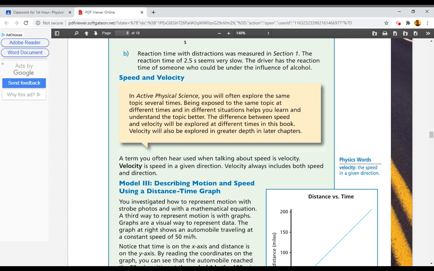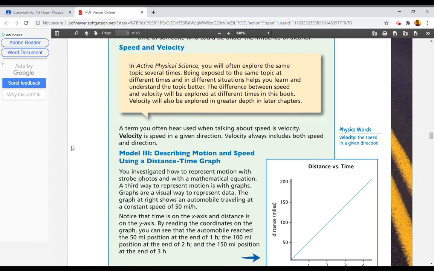Being exposed to the same topic at different times and in different situations helps you learn and understand the topic better. The difference between speed and velocity will be explored at different times in this book. Velocity will also be explored in greater depth in later chapters. A term you often hear when talking about speed is velocity. Velocity is a speed in a given direction. Velocity always includes both speed and direction.